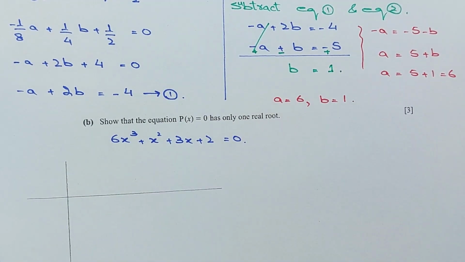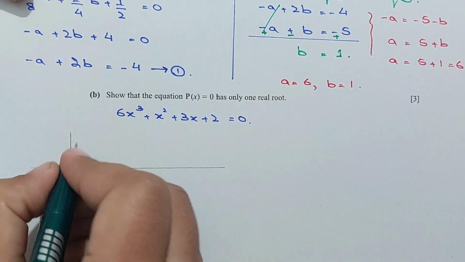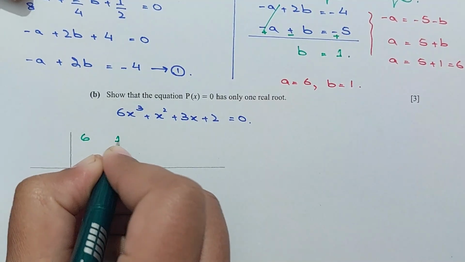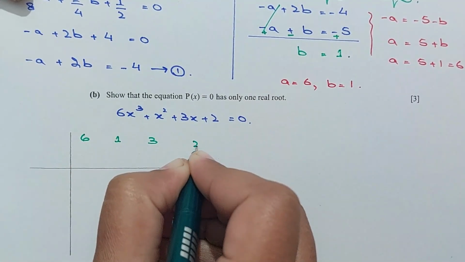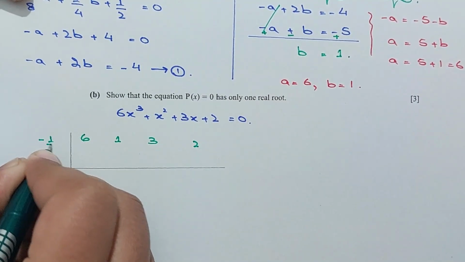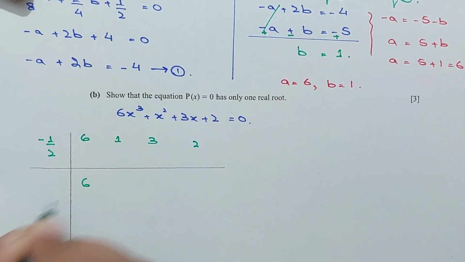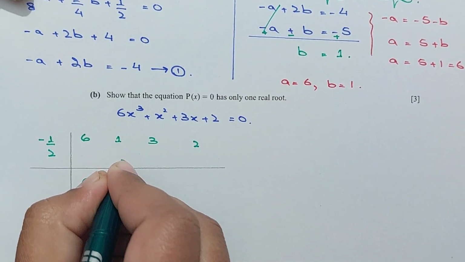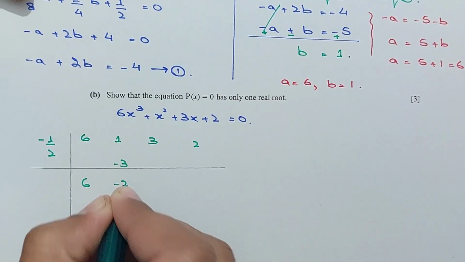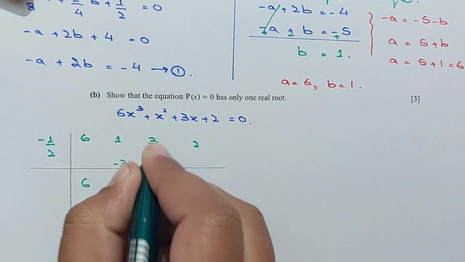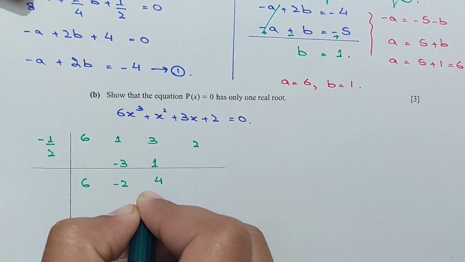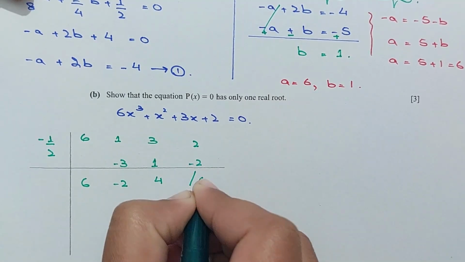Let me write down the coefficients here: the x cube coefficient, x square coefficient, x coefficient, and the constant term. The factor is -1/2. So let me bring the first term 6 down. -1/2 times 6 is -3. Add it, so it's -2. Then it's 1, and this should be 4, and this should be -2, and it's 0.